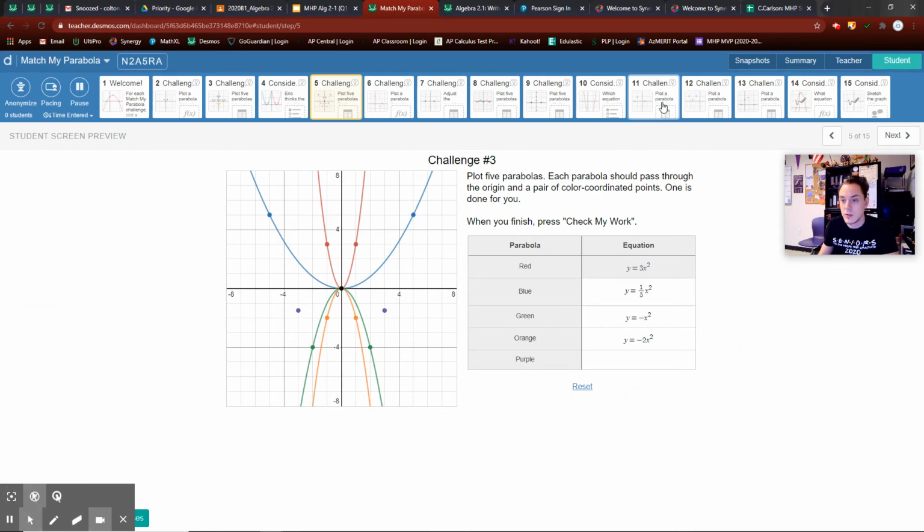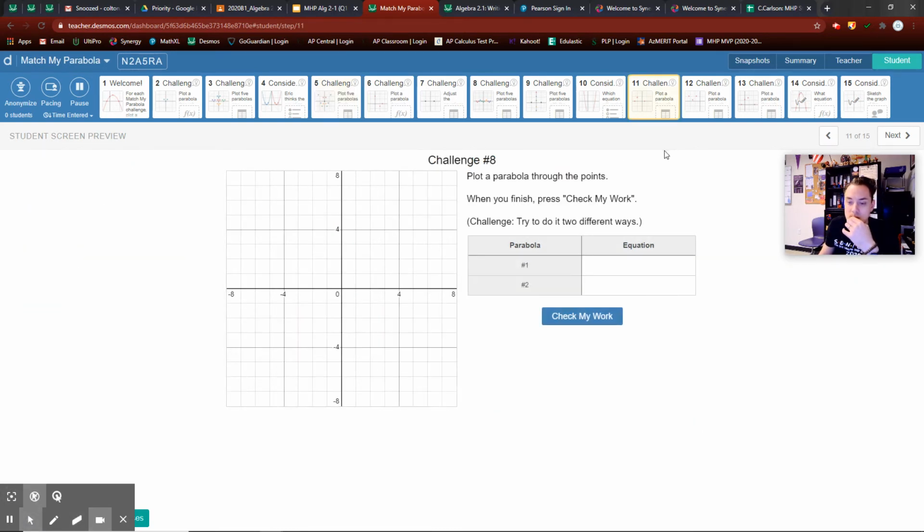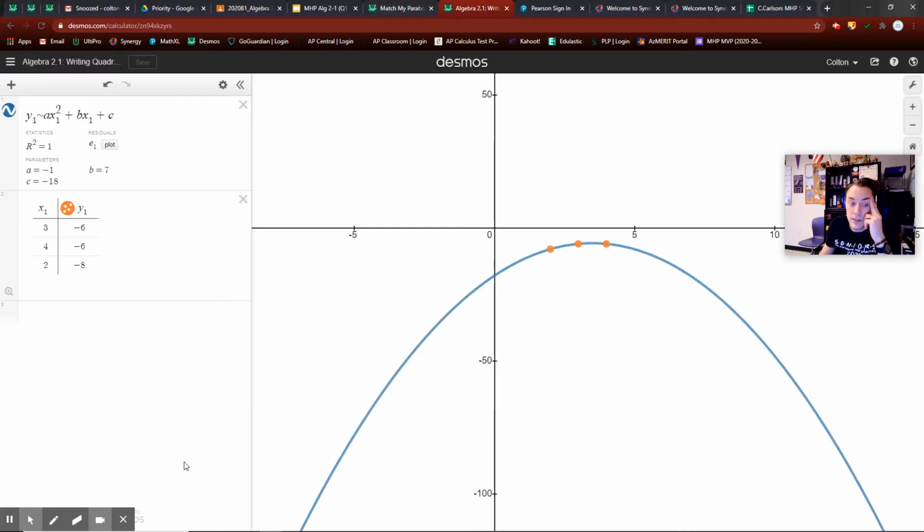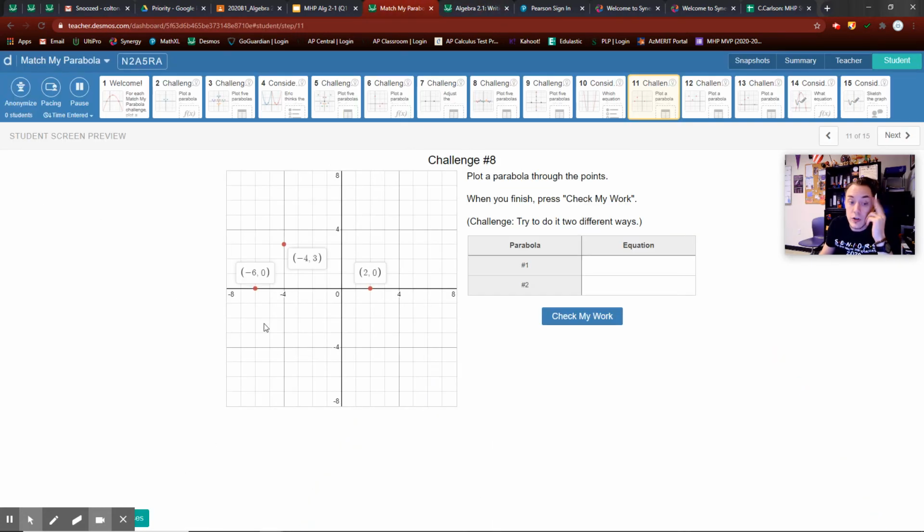So let's just go through like slide 11. So plot a parabola through those points. So parabola 1 and then parabola 2. So basically what you want is 2 parabolas, 2 quadratics that go through these points. This is rather difficult. And in this case, that is when I would basically use this thing right here. So let's use this, -6, 0, -4, 3.